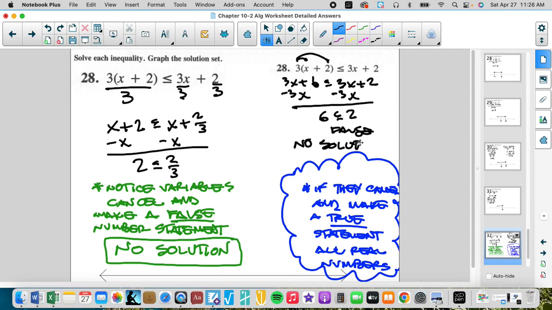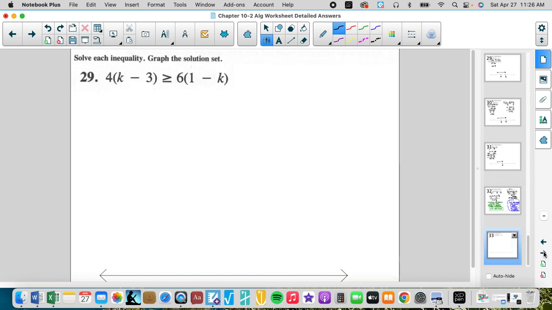So both ways are okay. And just remember, if the variables cancel and they produce a true statement, it's all real numbers. Is that what this problem is going to be? Maybe. Nope. It is not.